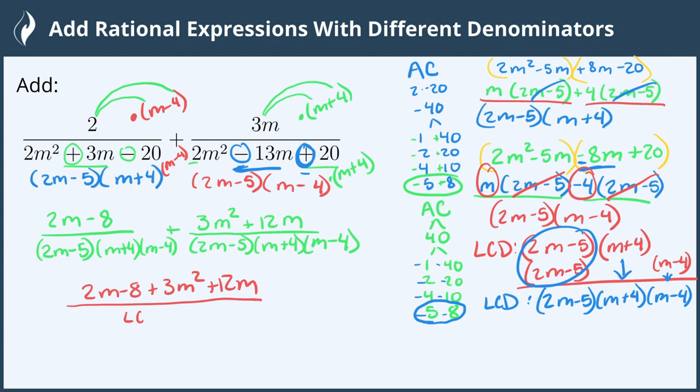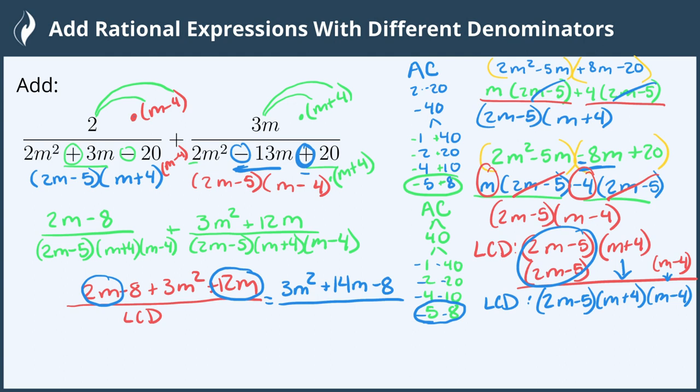And just to save us time, I'm going to write the lowest common denominator here. And then we can add like terms. We have a term here with an m and a term here with an m. So we end up with 3m squared going in descending order. Positive 12m plus 2m is plus 14m. And then we have a subtract 8. And this is all over our lowest common denominator.